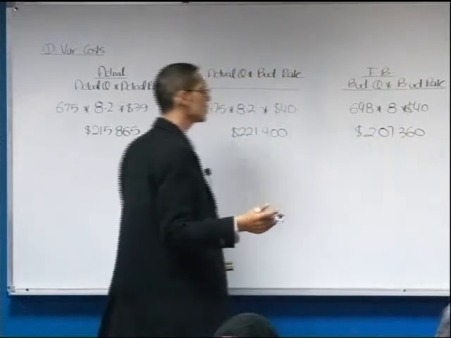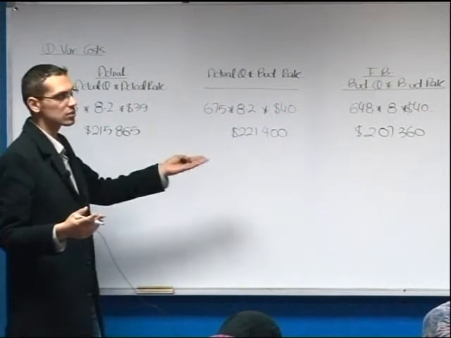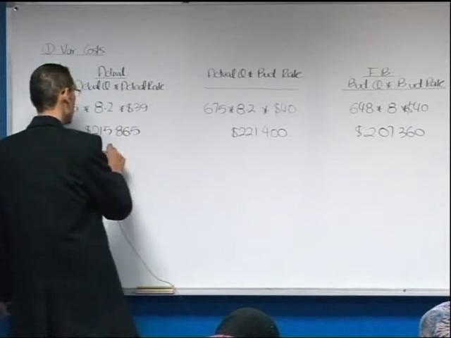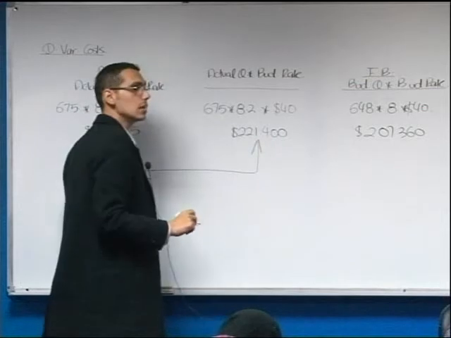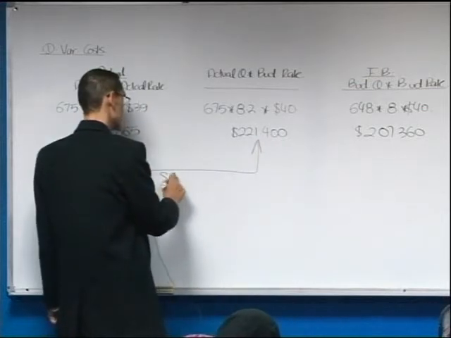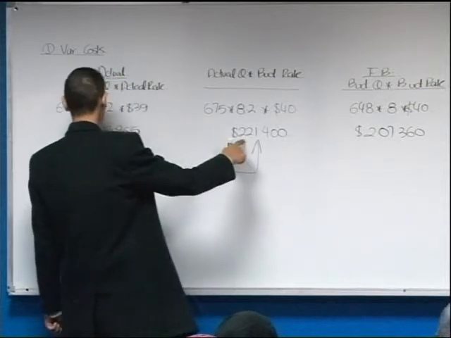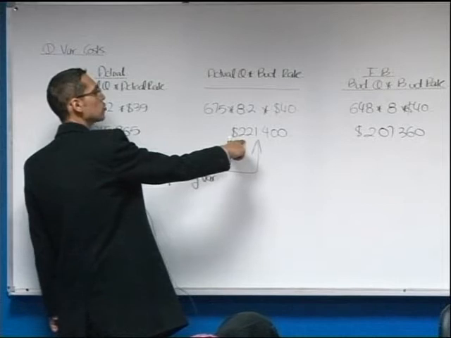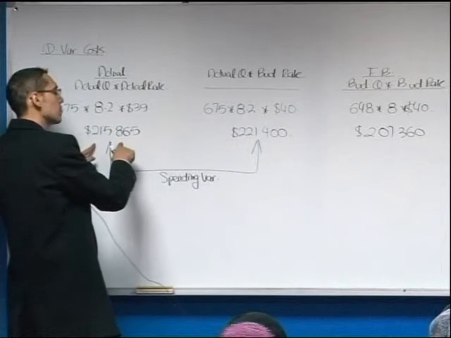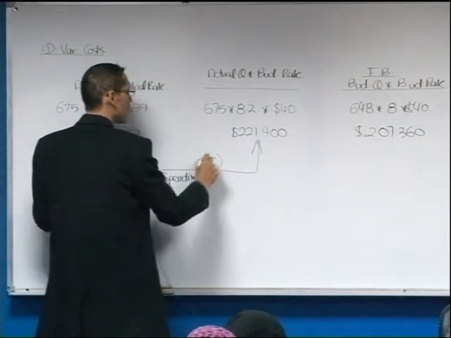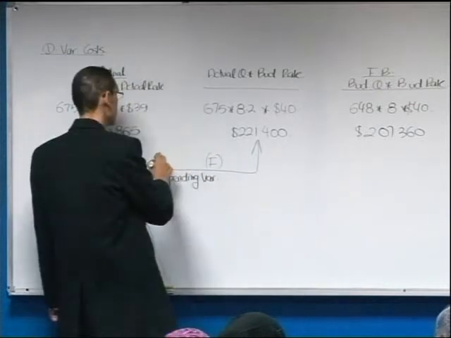Of course, after calculating these numbers, it is easy to calculate the variances, the efficiency variance and the spending variance. The difference between column 1 and column 2 is a spending variance. Of course, we should have incurred 221,400, but we only incurred 215. Therefore, this is a favorable variance. Of course, the difference between the two is 5,535.